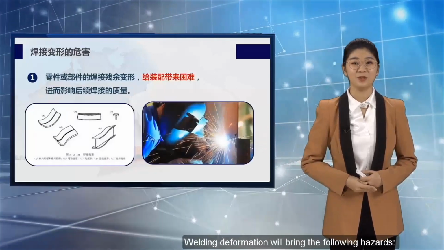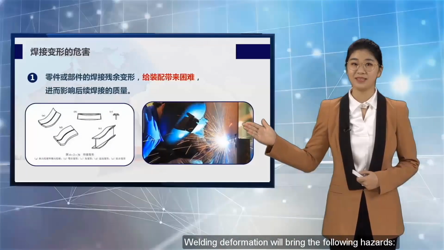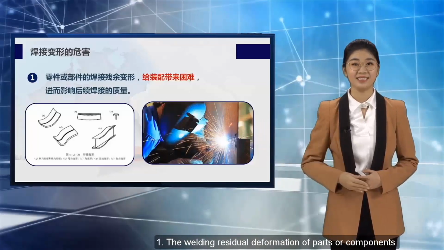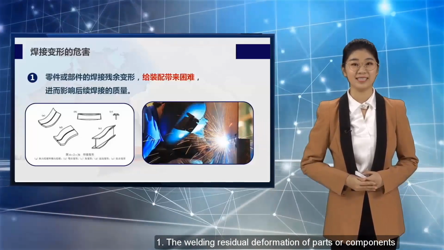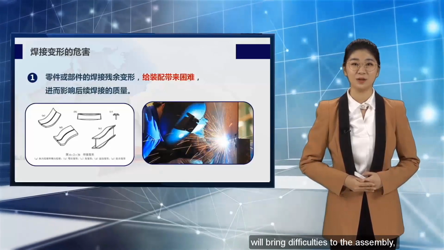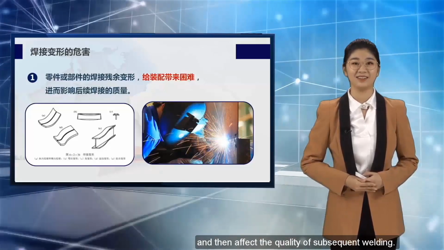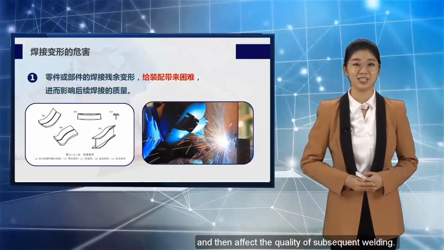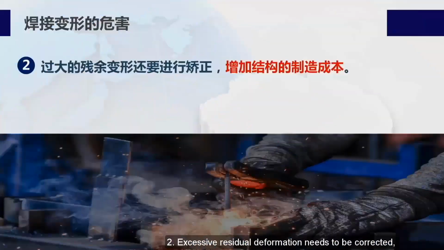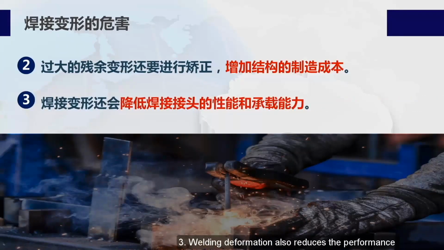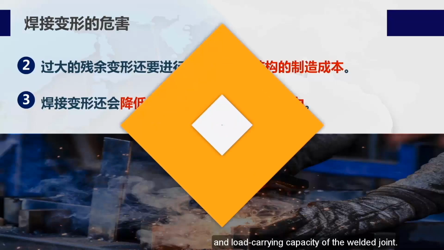Welding deformation will bring the following hazards. 1. The welding residual deformation of parts or components will bring difficulties to the assembly, and then affect the quality of subsequent welding. 2. Excessive residual deformation needs to be corrected, increasing the manufacturing cost of the structure. 3. Welding deformation also reduces the performance and load-carrying capacity of the welded joint.